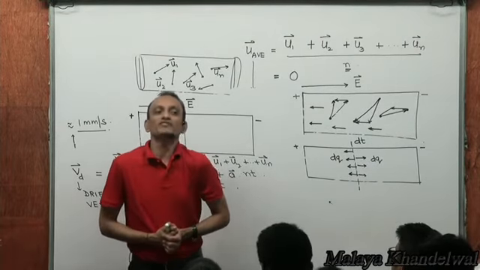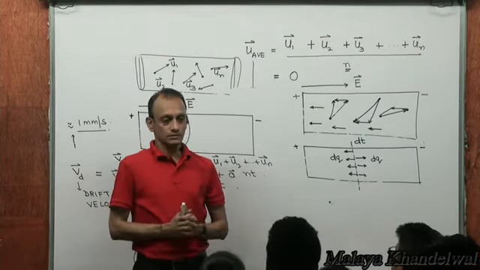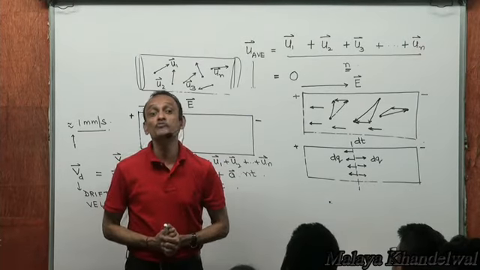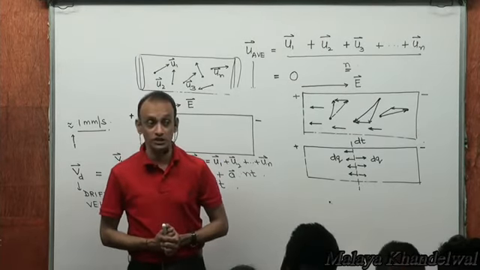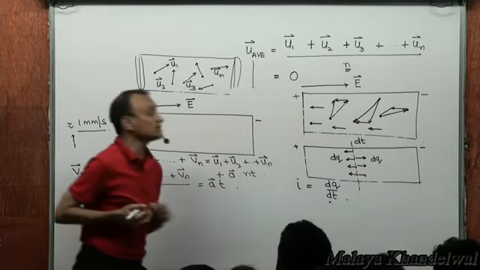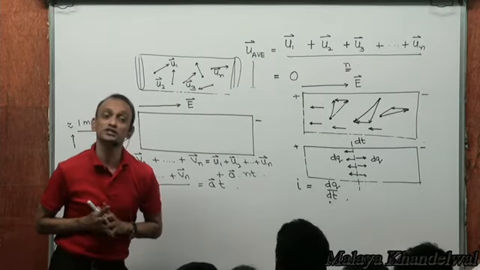Now this equivalence of flow of positive charge across a cross section measures what we define as a current. We define current through this cross section as the charge flowing per unit time, dq/dt. That's the current through this cross section.